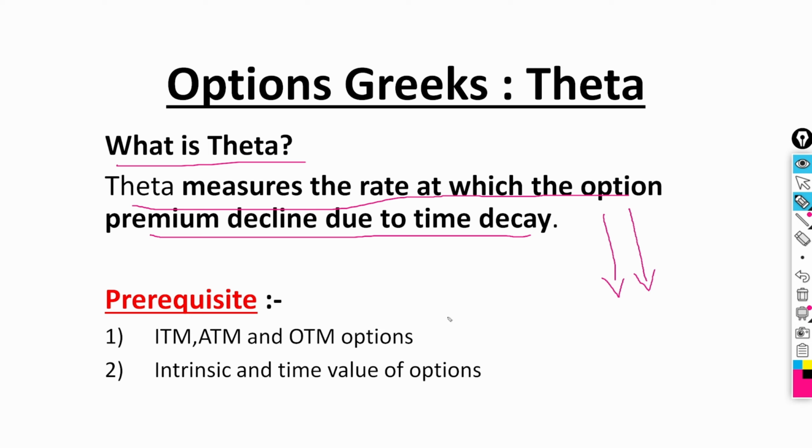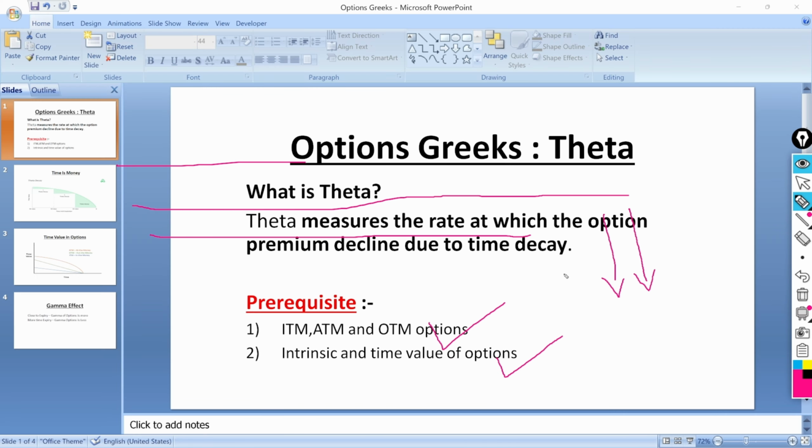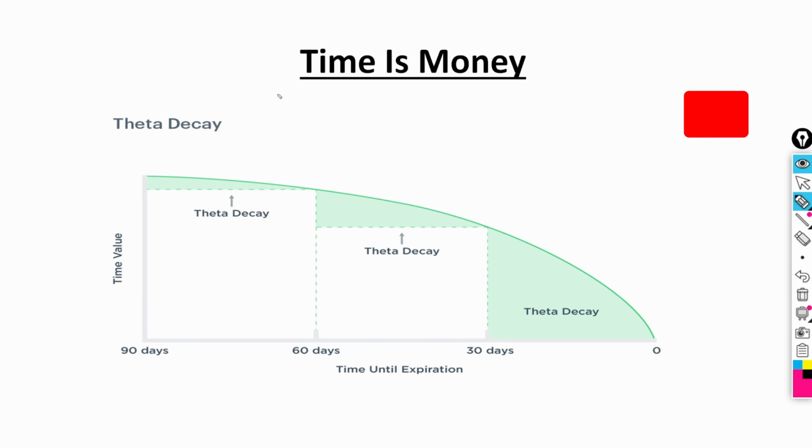To understand this concept, you need to be aware of what is meant by in the money, at the money, and out of the money options, and what is meant by intrinsic value and time value. I have already made a video on these two topics in the option basics playlist. You can check it out, and I will also share the video links in the description. When it comes to option trading, time is money, because as time goes by, the option loses value.